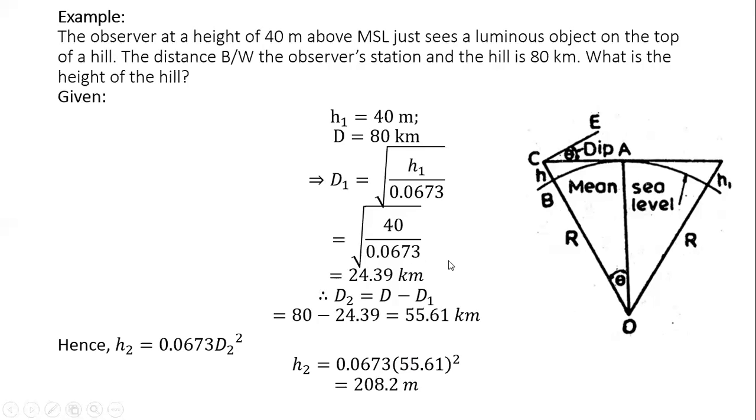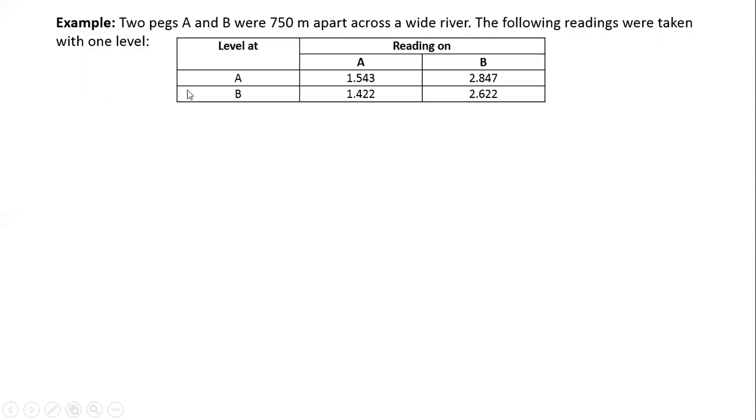Okay. Next, I have to solve one more problem on reciprocal levelling. So we are given in this problem, two pegs A and B were 750 meter apart across a wide river. So please note down the distance is 750 meter. This means that there is a chance of error due to curvature, refraction and collimation. The following readings were taken with one level. So these are the readings you can take.